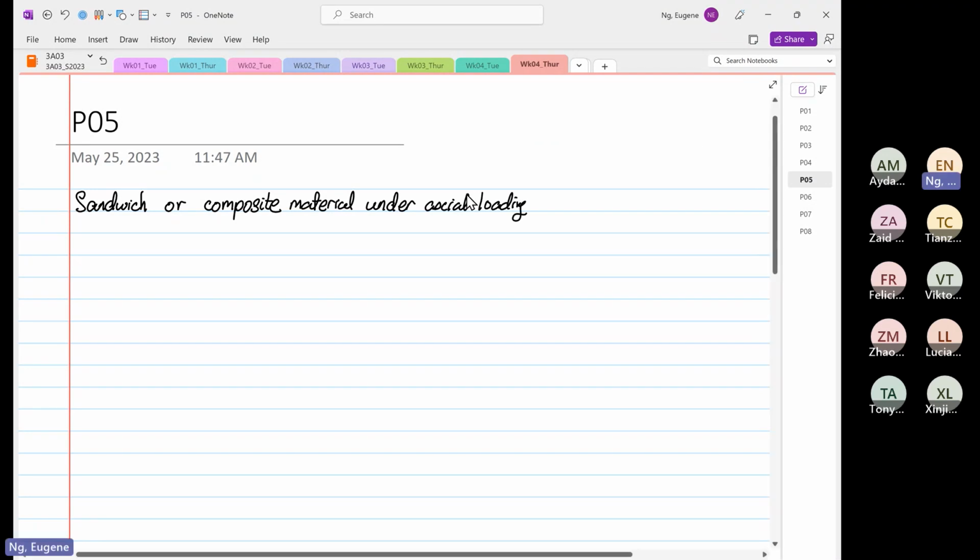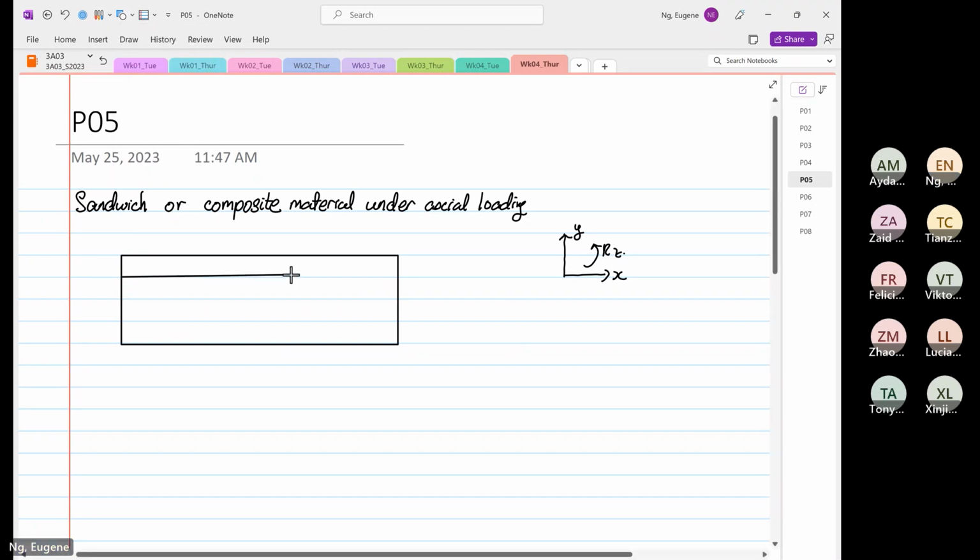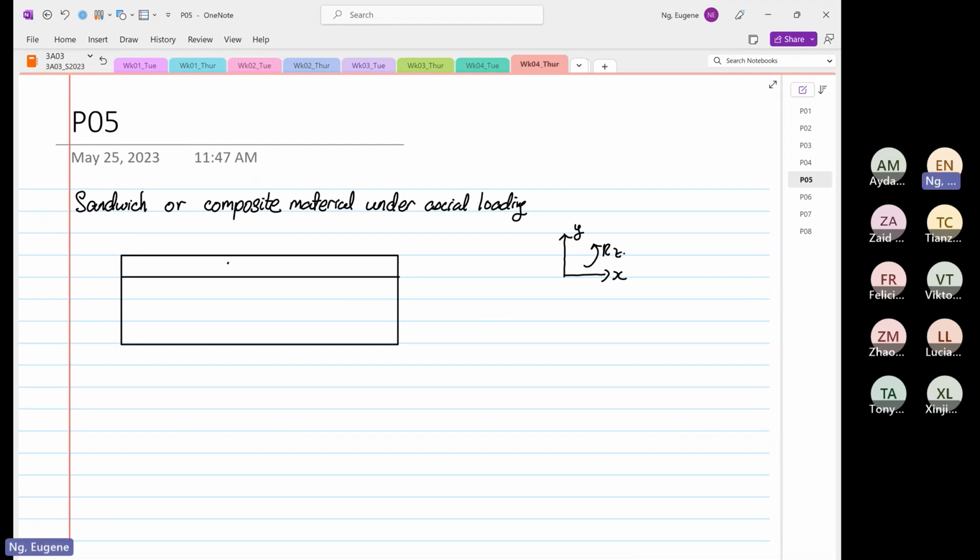Okay, so let's say we have a material over here, a sandwich material. We are looking at this, and this is not the cross-sectional view anymore. This is X, and this is Y, and this is rotation about Z. And then we have one layer of material over here, material number 1, and then material number 2. So you have material 1 and 2.